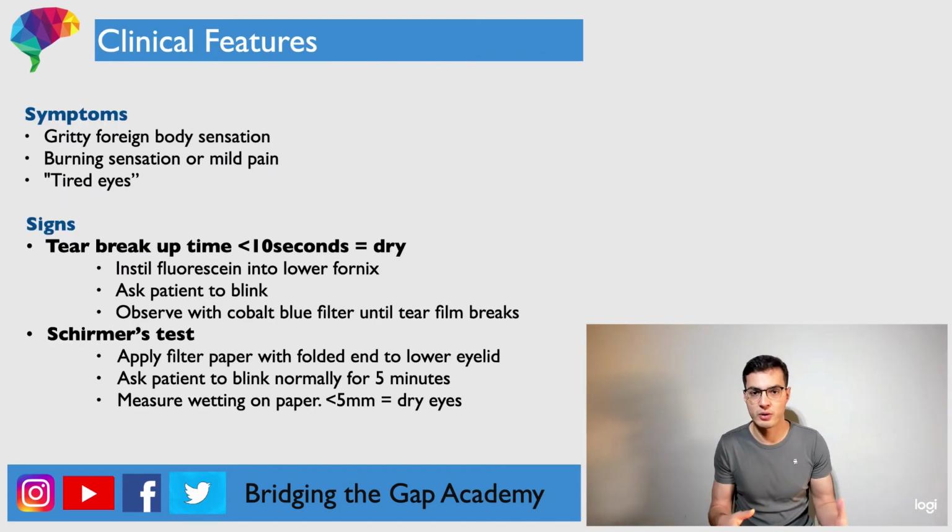Features of dry eyes are very common. If you've had dry eyes before, you know what it's like. Your eyes can get dry, it can feel gritty, you can feel like there's something in your eye, a foreign body sensation. It might even go red and cause you some mild pain.